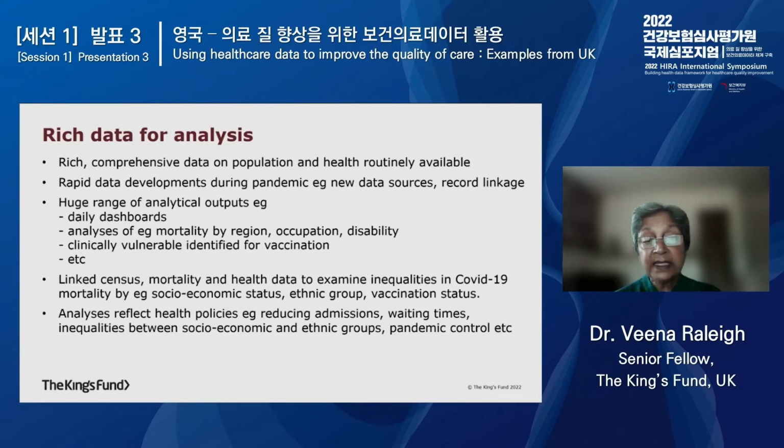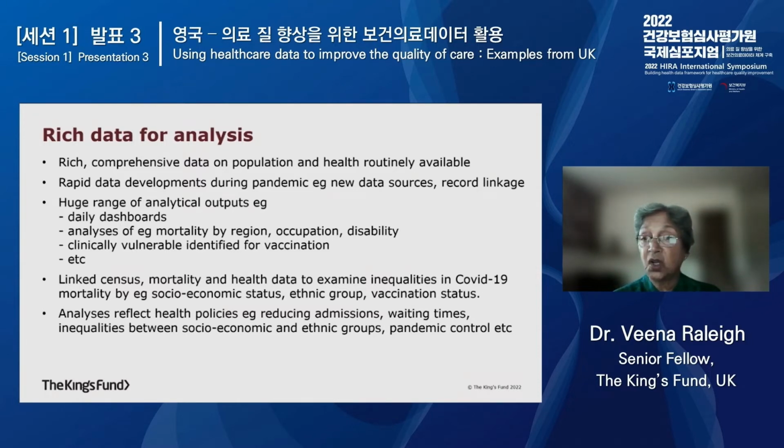I'll give examples of that. So the analyses that we undertake in the UK of health data basically reflect health policies. So they're focused on things like reducing hospital admissions, waiting times. There's a big focus in the UK on examining inequalities in healthcare between different socioeconomic groups. We find that the affluent groups have much better health status than poorer groups. There are differences between ethnic groups.